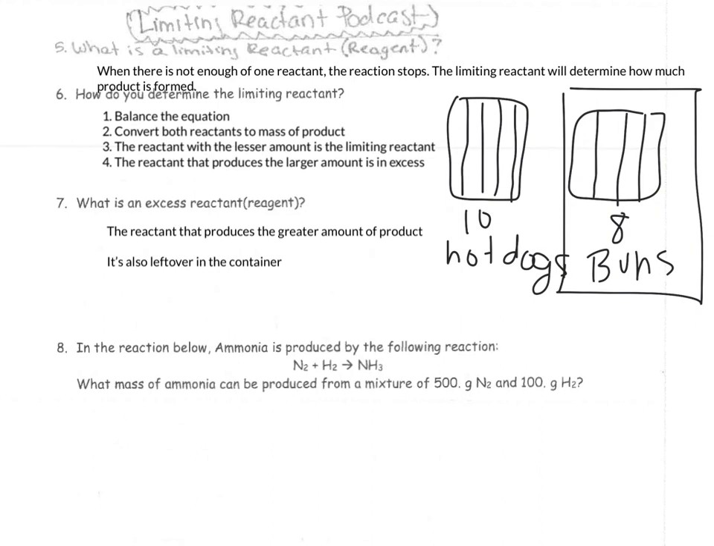So in our hot dog and hot dog bun example, the hot dogs are in excess. By the time we make all of our hot dogs together, we're going to have 8 actual hot dogs where the meat is inside of the bun. That means our buns are limiting. They're going to run out first. And our hot dogs are in excess. We can only make as many hot dogs with meat in them as we have the smallest amount, which is buns. So we're going to have hot dogs left over. The excess reactant is also left over in the container.